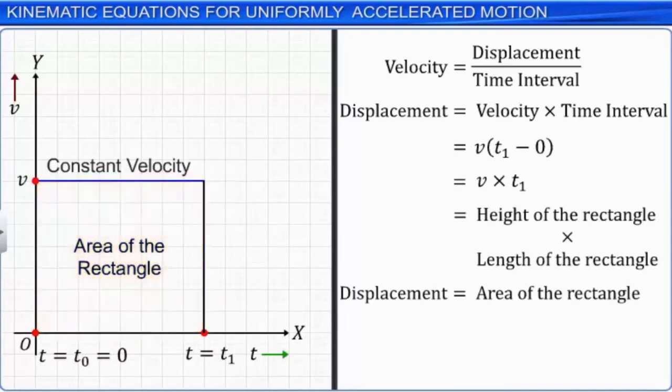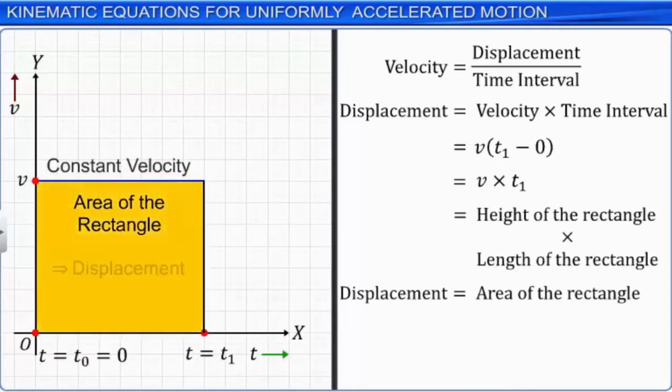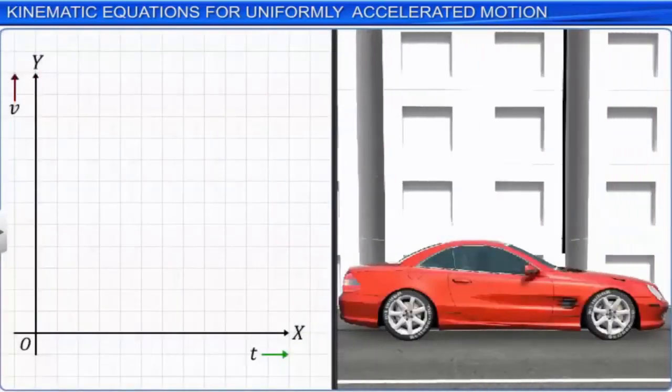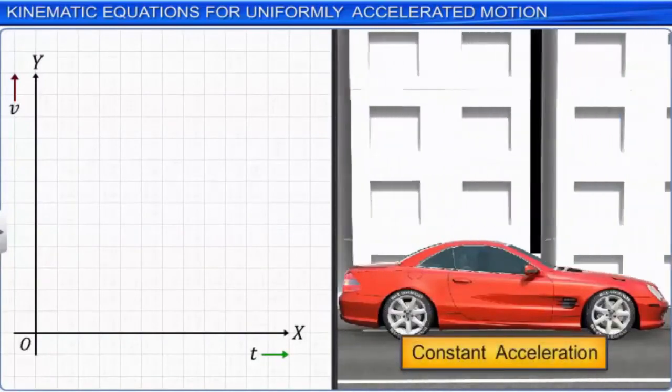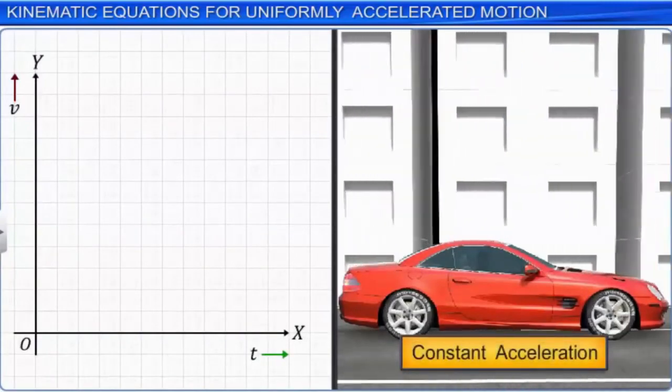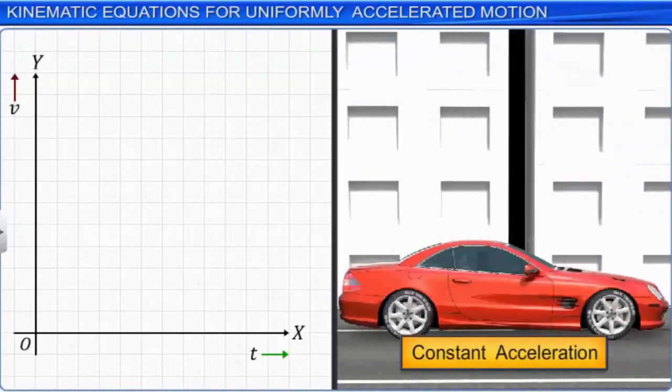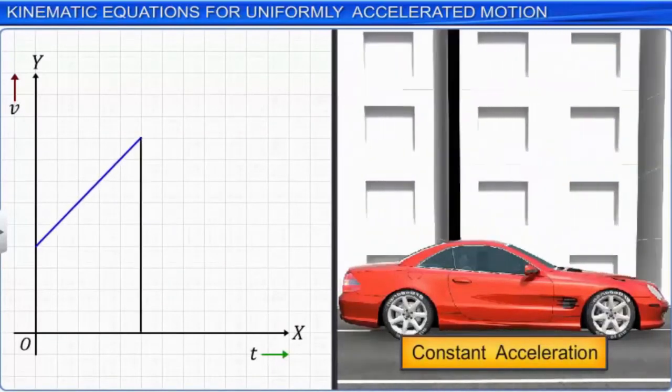The same concept applies to bodies moving with a constant acceleration. In this case, the Vt graph will be an inclined line, and the area under this inclined line up to the x-axis represents the displacement.